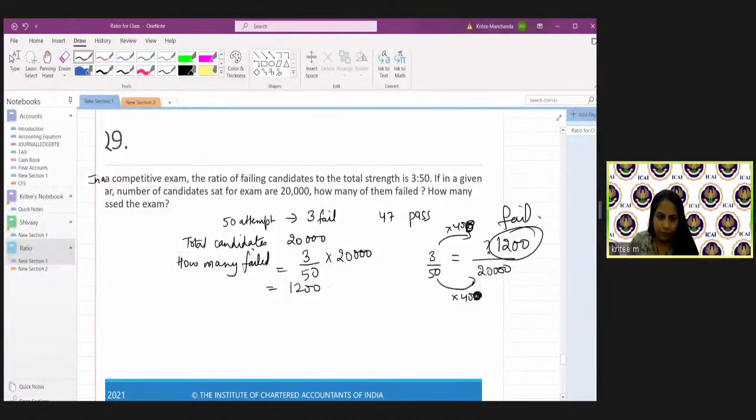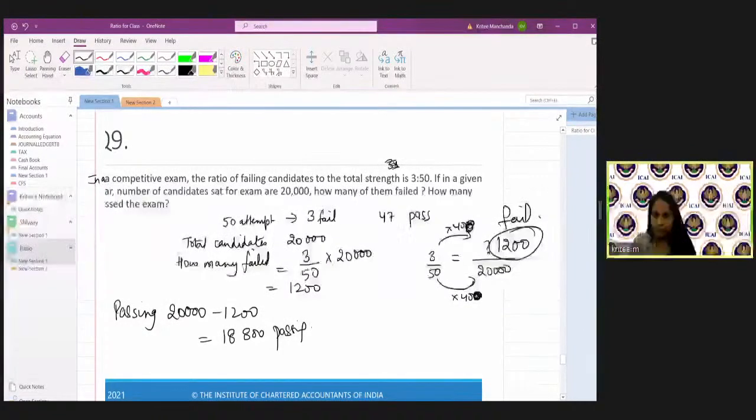And if 1,200 are failing, how many would be passing? Out of 20,000, if 1,200 fail, 18,800 are passing. You can even use x for doing this, like you can say 3x, but since it is compared to the total strength, let's not get into this.